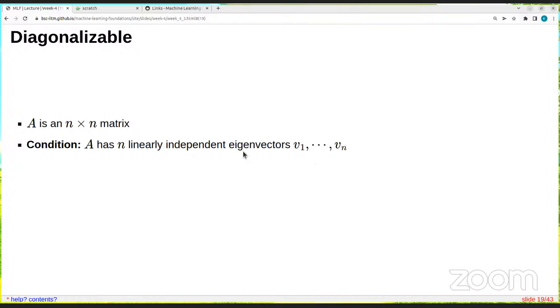Sir, for a diagonal matrix, generally the eigenvectors are e1, e2 up to en, right? Always, right?